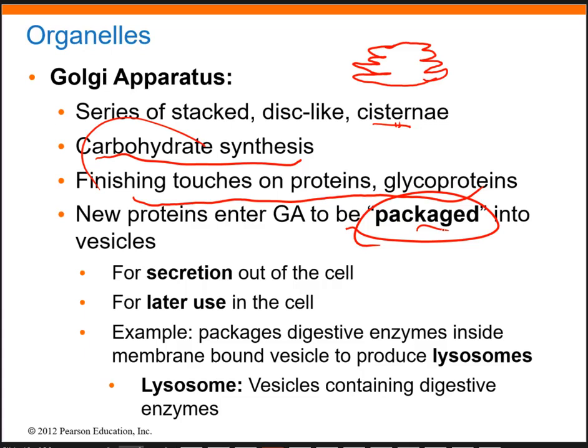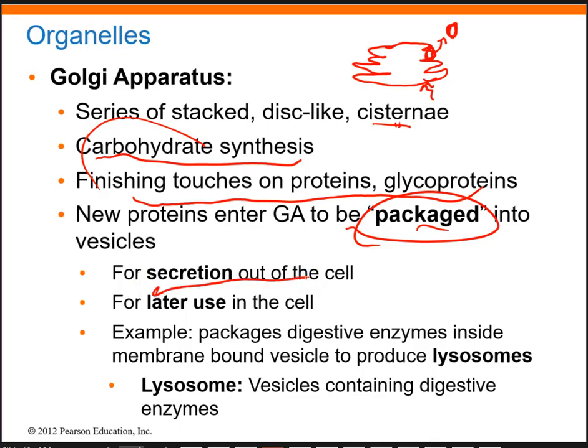So the new proteins will fuse, they'll enter into the Golgi apparatus. The Golgi will do whatever with them, and then they'll pinch off of the Golgi apparatus in these little vesicles. Again, a vesicle is just like a little chamber. It's got a little membrane around it. And these proteins can be packaged for multiple reasons. For secretion out of the cell.